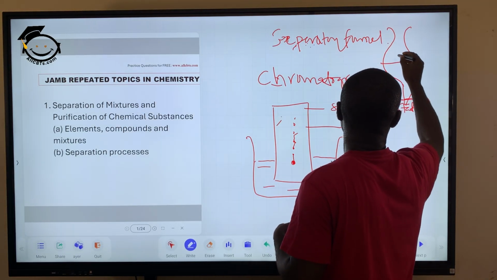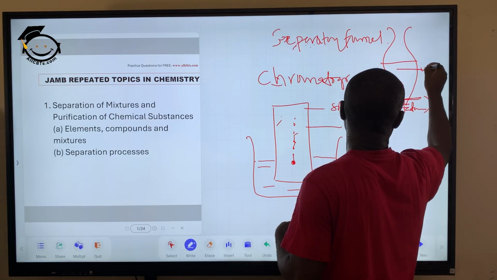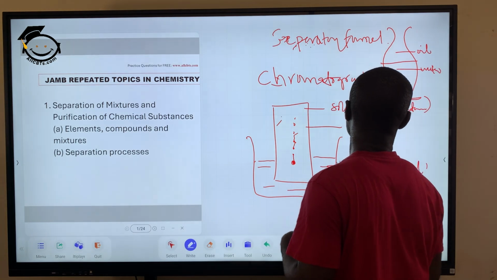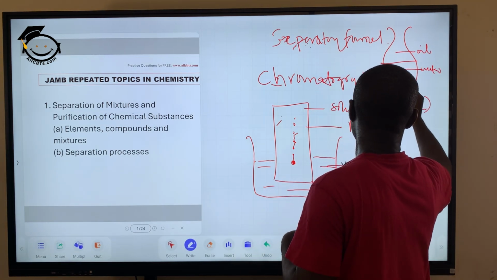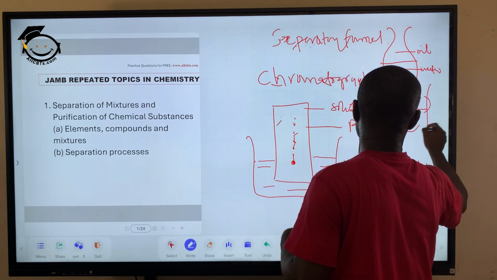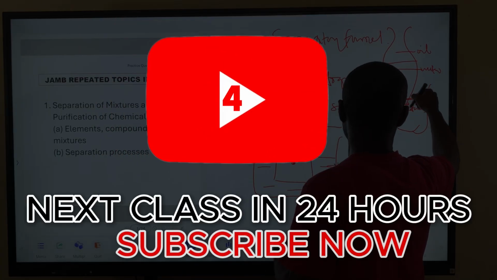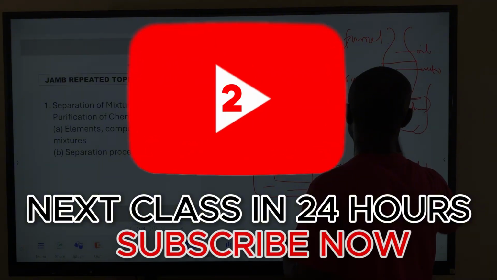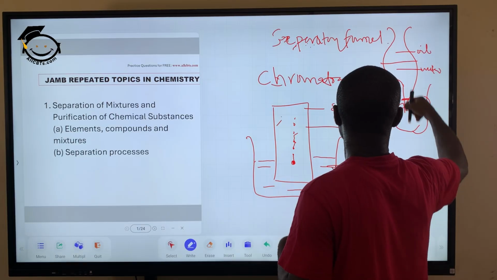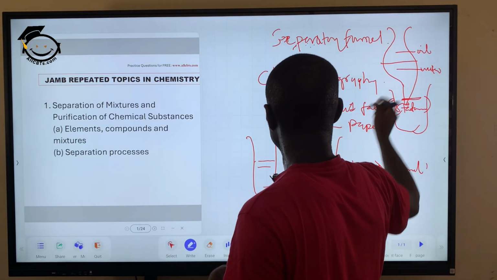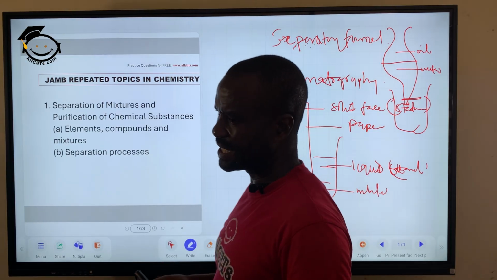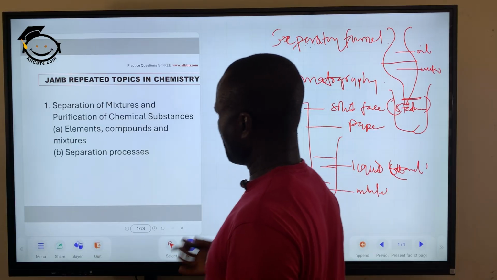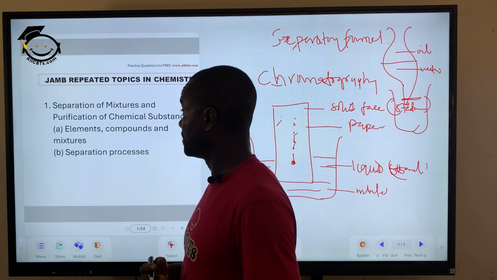You have water, which is heavier, then we have oil on top. After a while, allow the water to run down. Then you see the fluid boundary, and you close the tap, separating the water from the oil. So that's the separatory funnel, used for separating immiscible liquids. Now let's move on. We have a number of separation techniques.